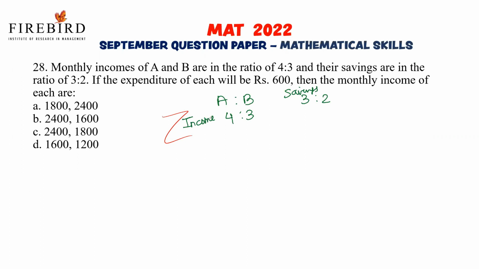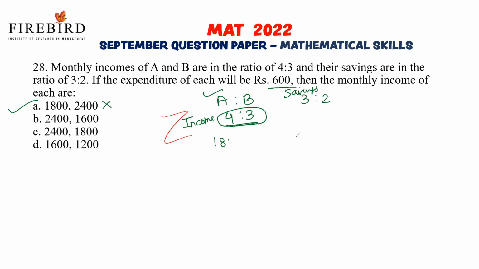Okay, if the expenditure of each will be 600, the expenditure is the same. Then the monthly income of each are... See, if I take 1800 and 2400, find the monthly incomes of A and B. They're asking for monthly incomes. If I compare the ratio of income, it is 4:3. A earns more, but here the value of A is lesser, so option A cannot be your answer.